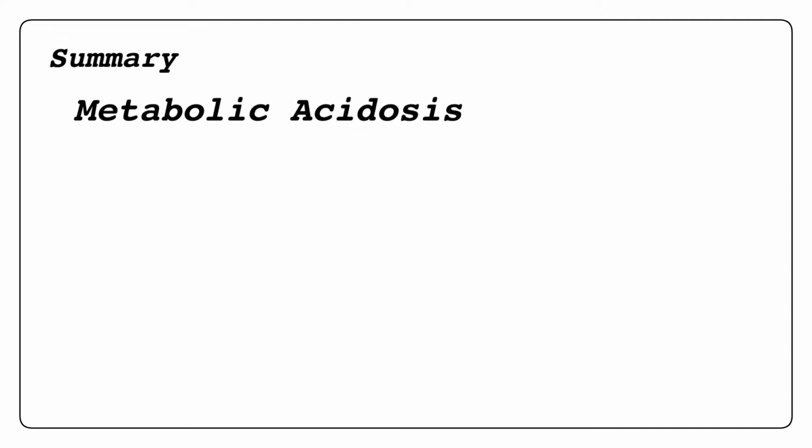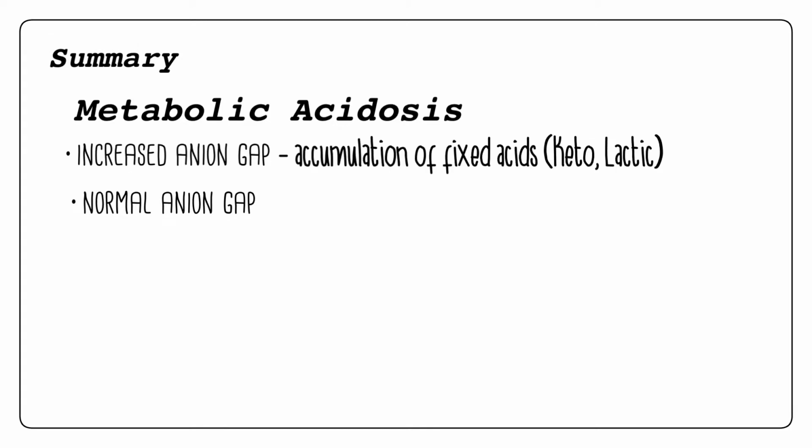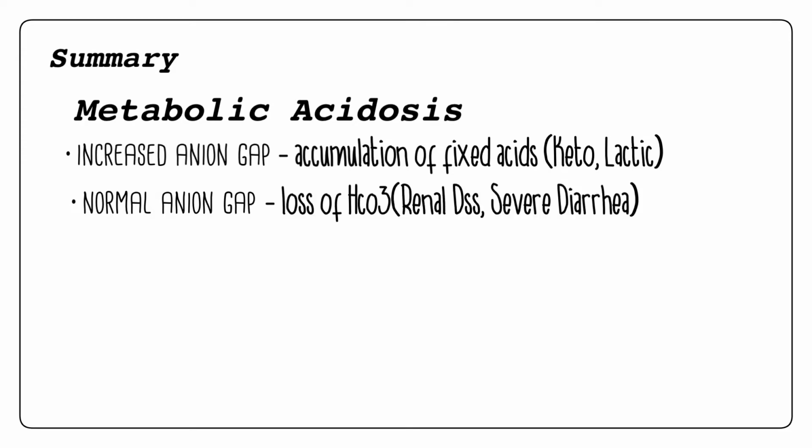Okay, let's recap everything. So, metabolic acidosis is accompanied by an increased anion gap or a normal anion gap. An increased anion gap is caused by accumulation of fixed acids, which comes from ketoacidosis or lactic acidosis. And the normal anion gap is caused by loss of bicarbonate, which is caused by renal failure or severe diarrhea.